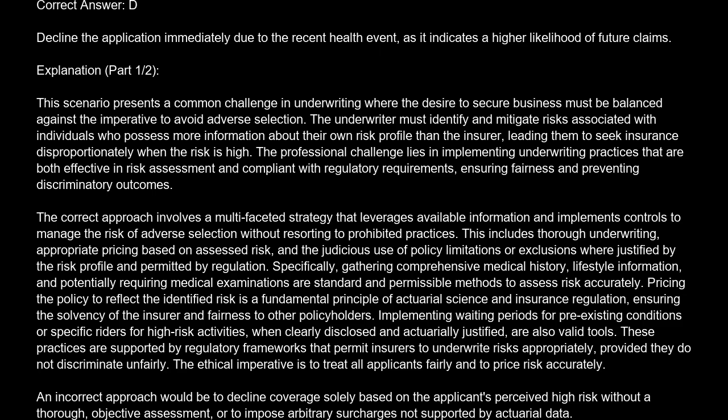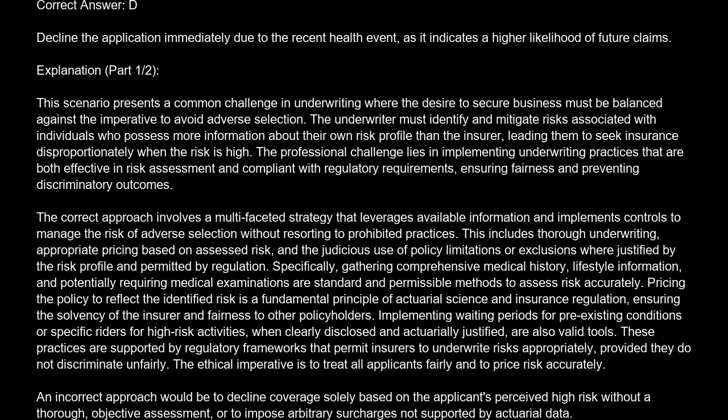The correct approach involves a multifaceted strategy that leverages available information and implements controls to manage the risk of adverse selection without resorting to prohibited practices. This includes thorough underwriting, appropriate pricing based on assessed risk, and the judicious use of policy limitations or exclusions where justified by the risk profile and permitted by regulation.